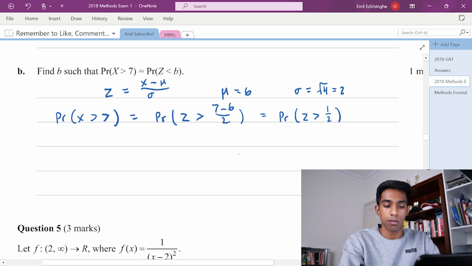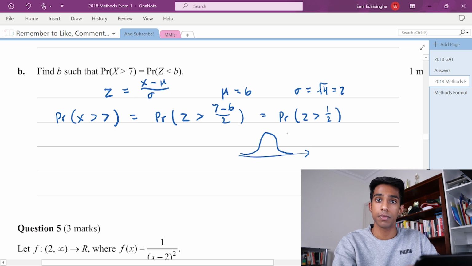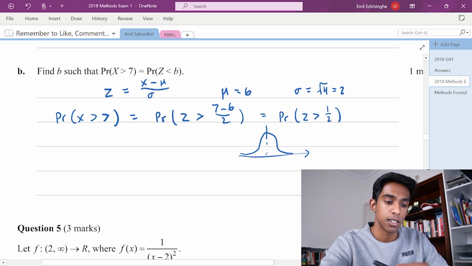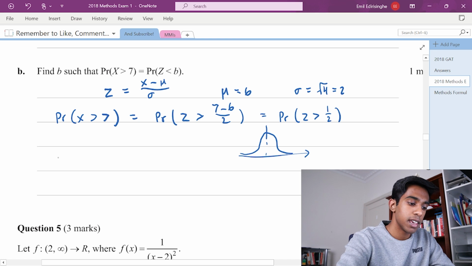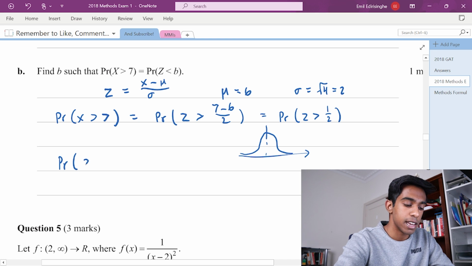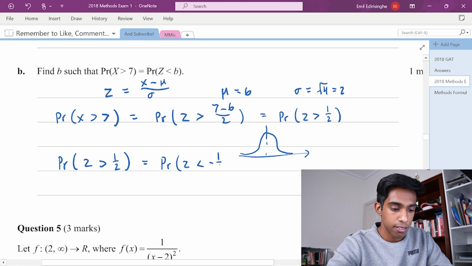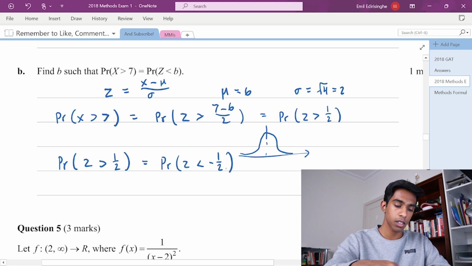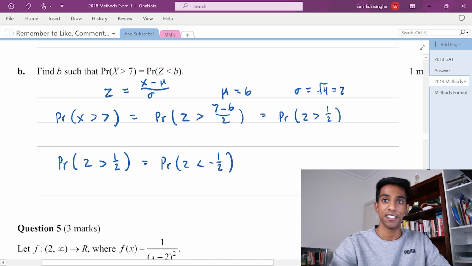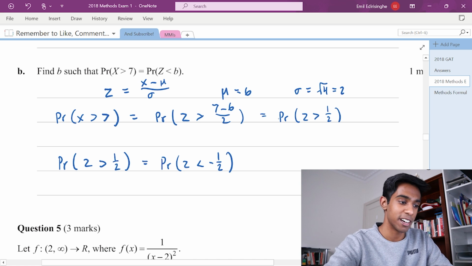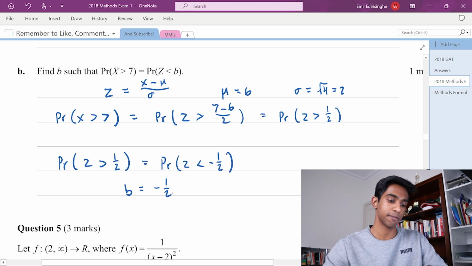And the trick to this is realizing that the standard normal distribution is symmetrical with the peak at 0. So the probability that z is greater than 1/2 is also equal to the probability that z is less than negative 1/2. So therefore, and don't forget this step, this is a way you can lose marks, remember to say that b is equal to negative 1/2.